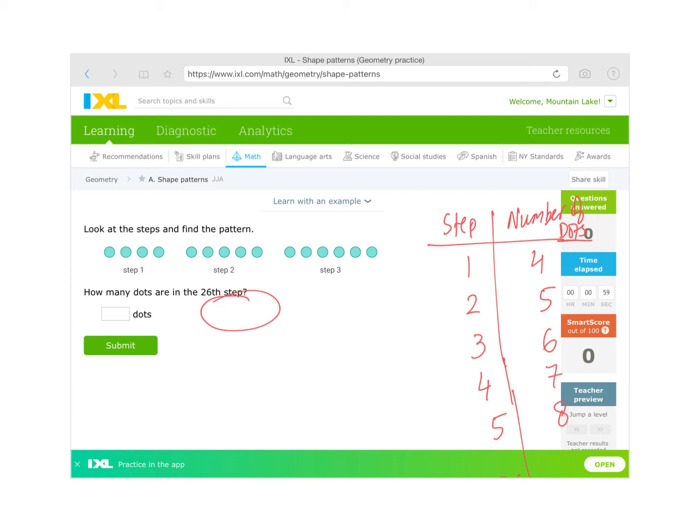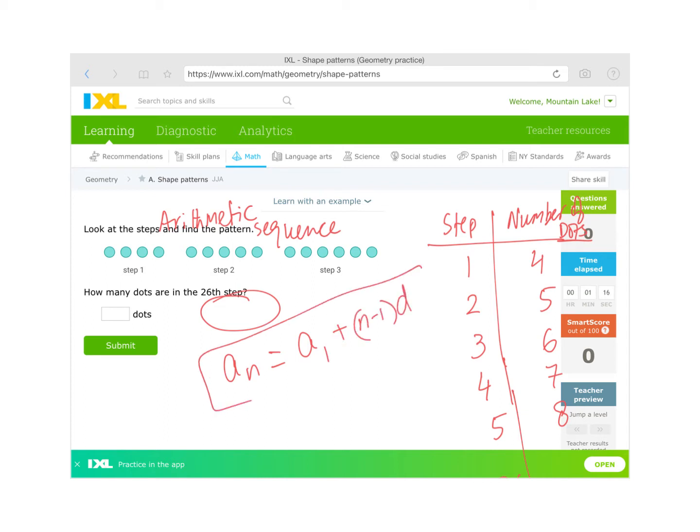There's a formula in your formula sheet. This is an arithmetic sequence. So if you see an arithmetic sequence and you look at the formula, you'll see something like this. An is equal to A1 plus n minus 1 times D. So A1 is your first term, which is right here. What's your first term? 4. So we'll put that over here.